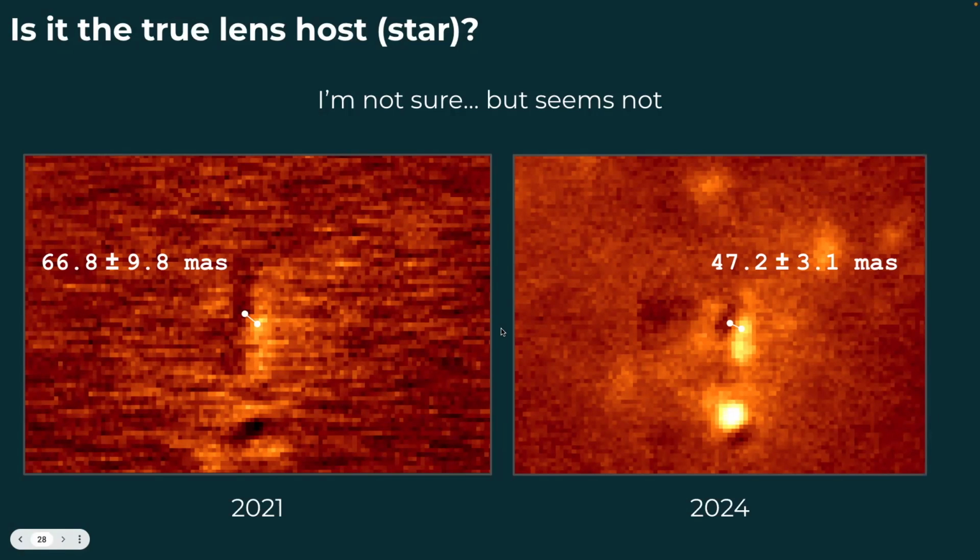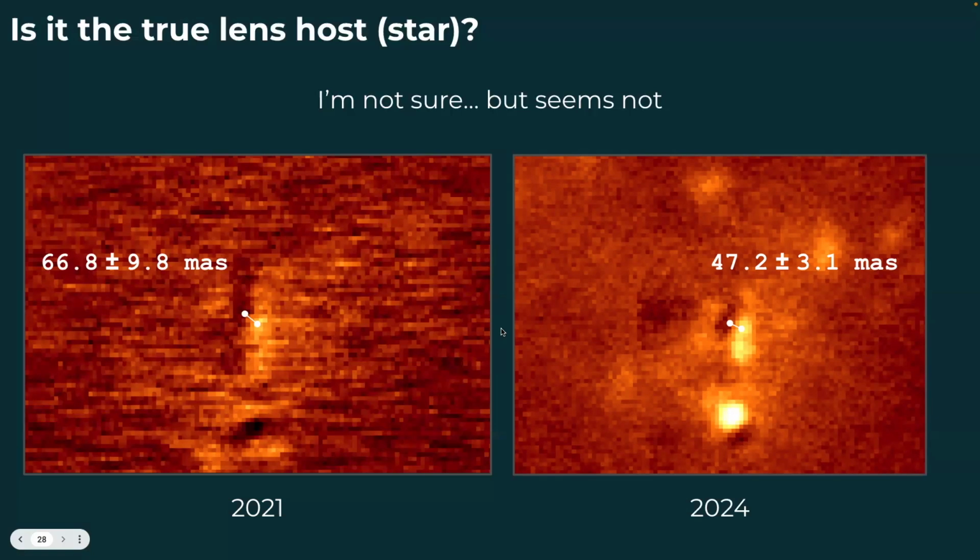So between 2021 and 2024, it appears like the source and this new faint signal are getting closer, or have less separation. That, of course, means that it's very unlikely to be the host of this microlensing event. Otherwise, they'd be separating from each other. They'd be getting larger separation between the years.